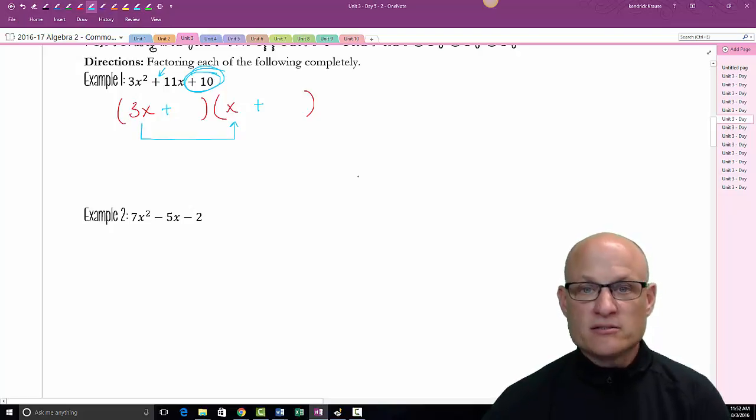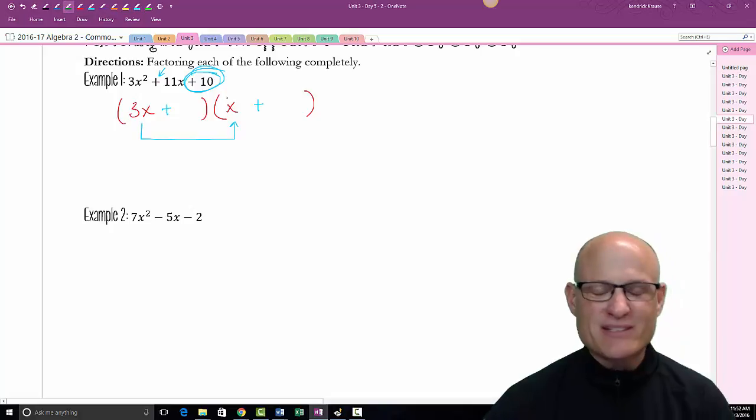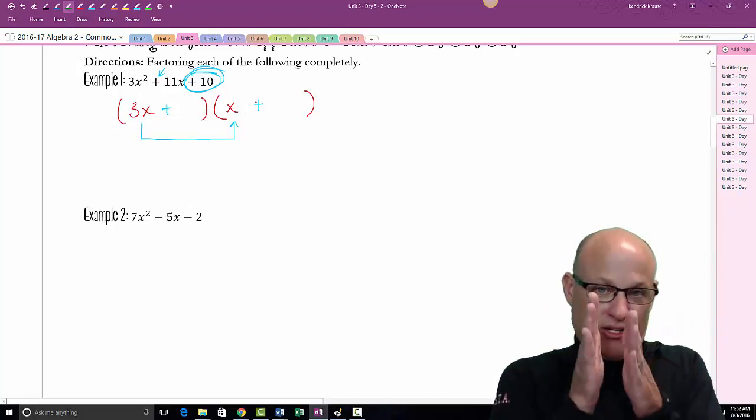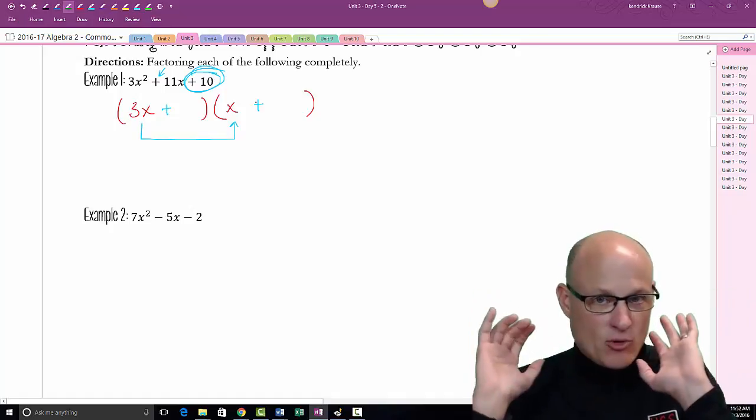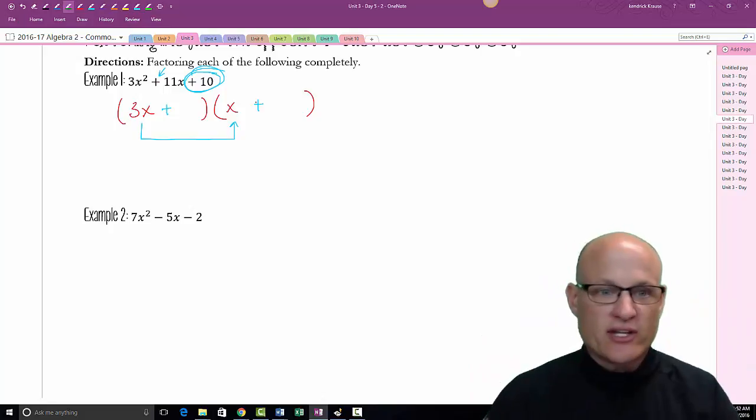So, okay, I'm in pretty good shape now. I always tell kids, I want you to guess the easiest numbers first. What's the easiest way to multiply to 10? And by easy, I mean the two closest together. Not 1 and 10. That'll almost never be the case. I want you to pick the two that are closest together. In this case, 2 and 5. All right, try them.